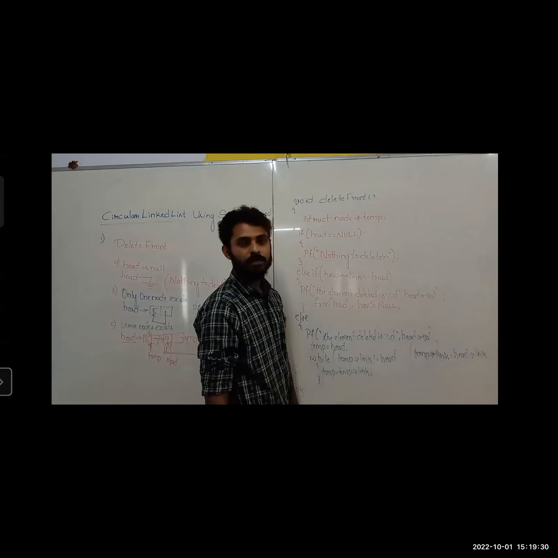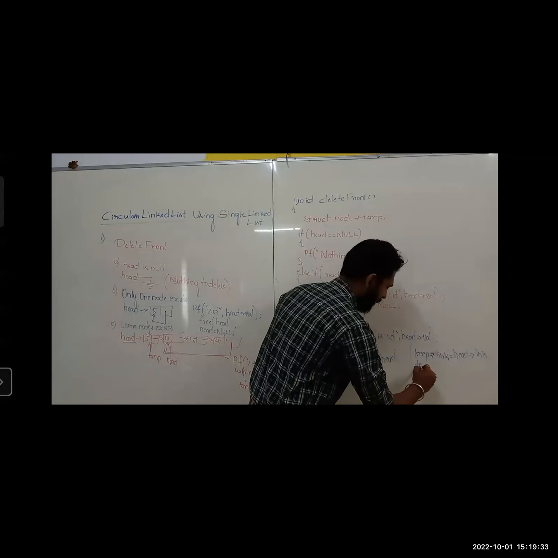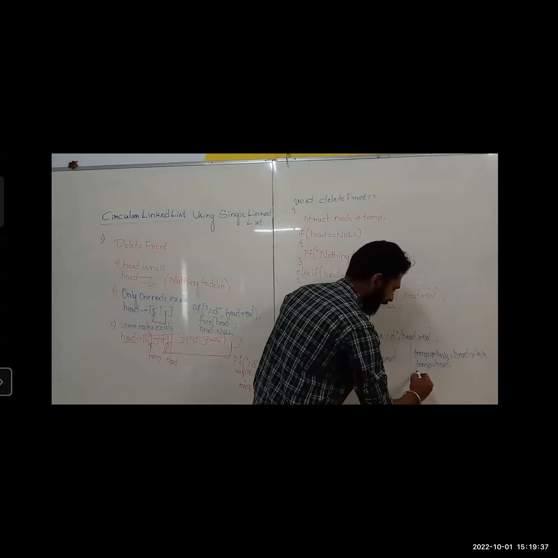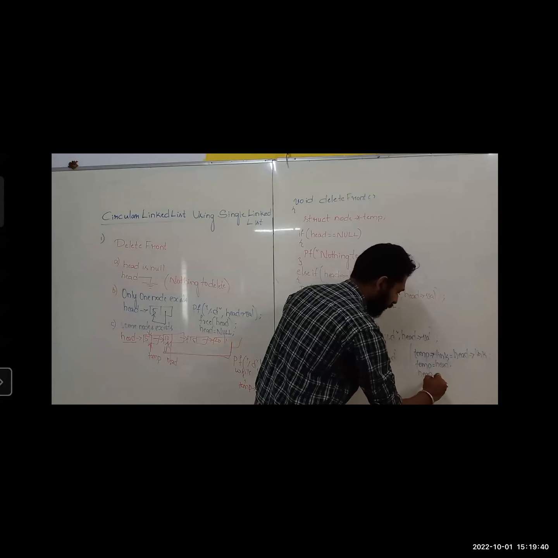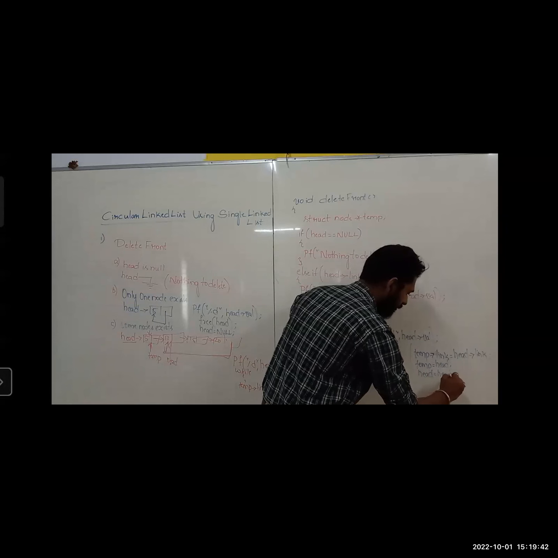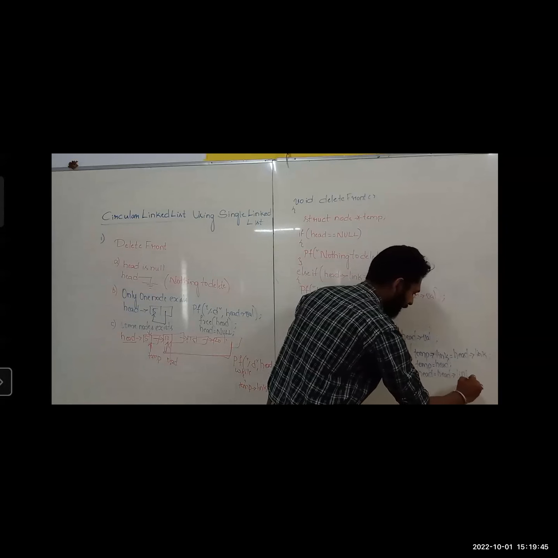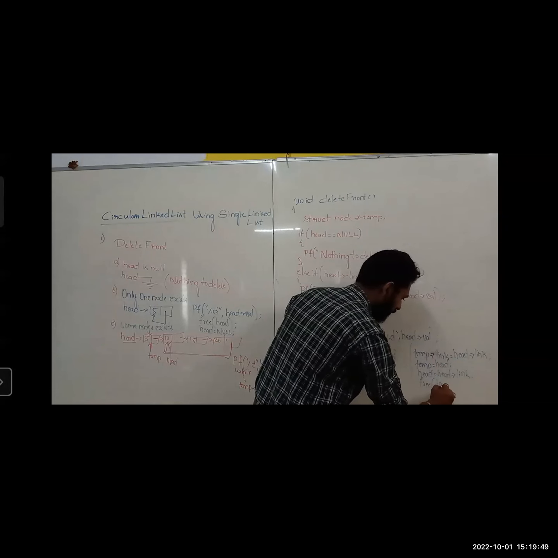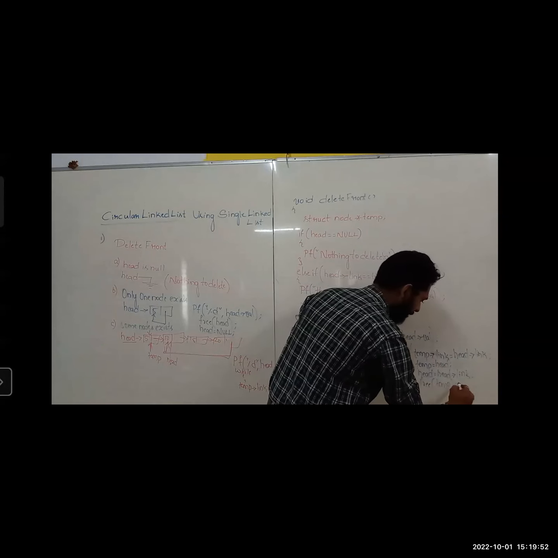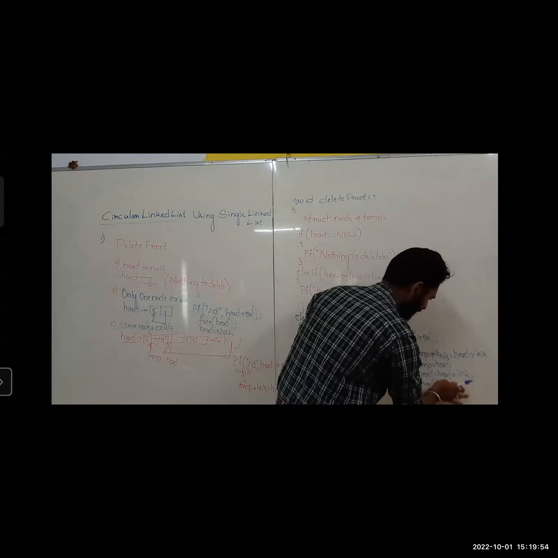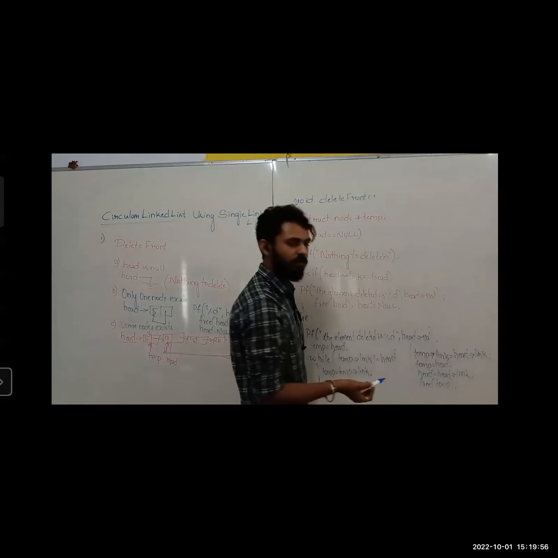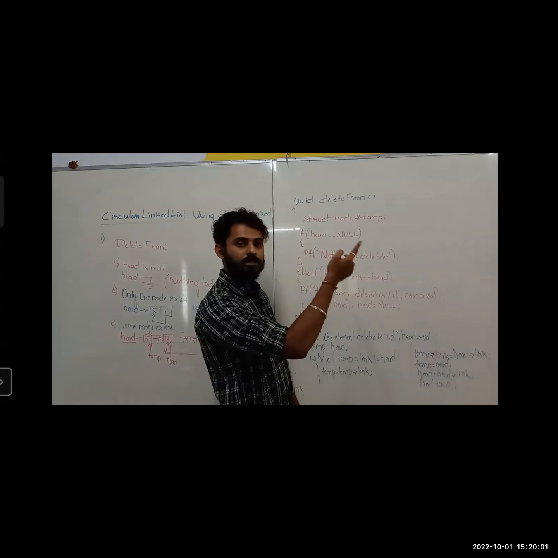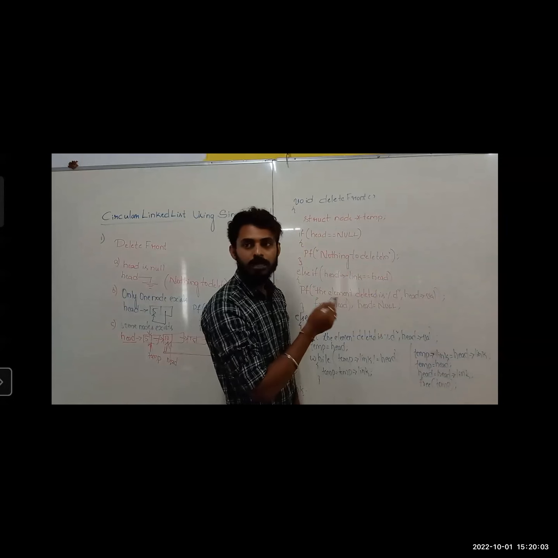This is also done. Next, you point your temp to the same place where head is pointing again, and then you move head. Head equals head's link, and then free of temp. If I do free of temp, that particular node will be deleted. Head is already pointing to the next node, and the last node's link is pointing to the same place where head is pointing.